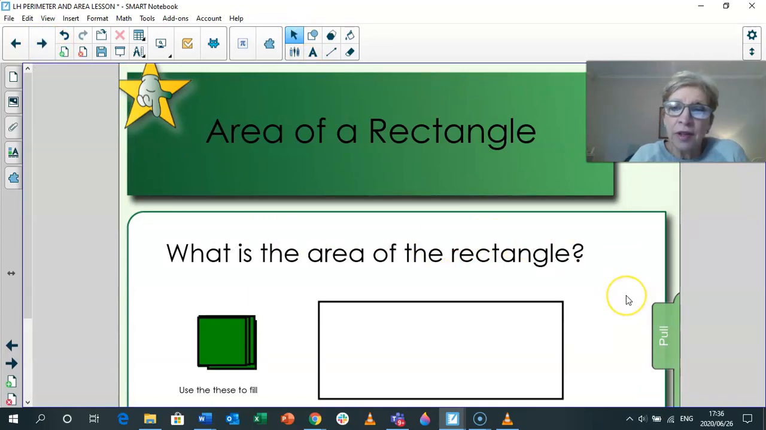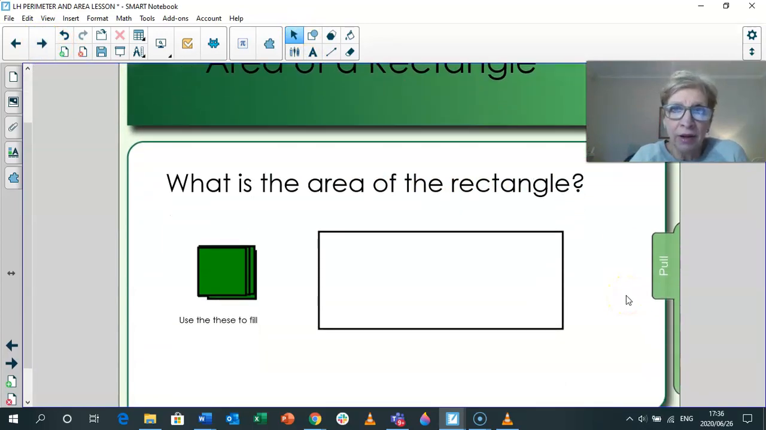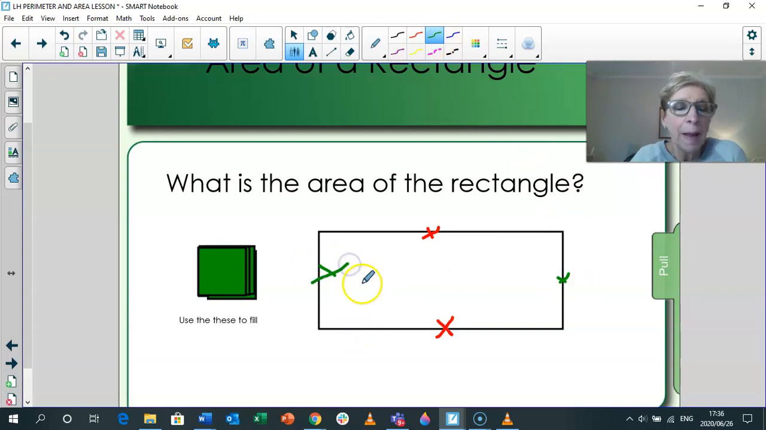Okay, so here's an area of a rectangle. And a rectangle, here you can see, has two parallel sides. I'm just going to give you a little bit of a shape lesson. Those two sides are parallel, just as a matter of interest, and so are these two sides. That's because parallel lines will never meet.